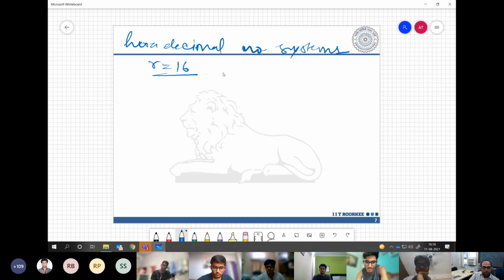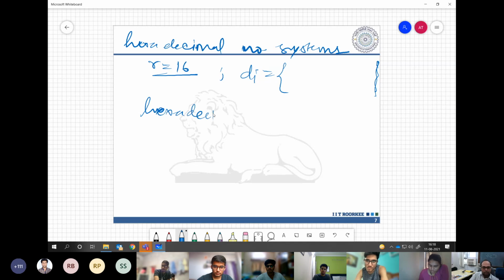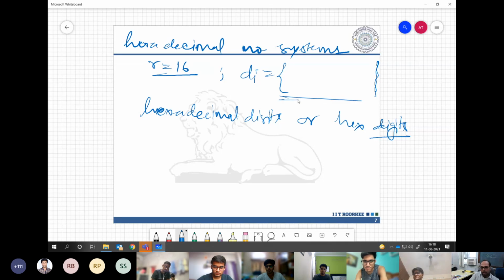So here r is equal to 16. Then what are the possibilities for the digits? Here we call them hexadecimal digits, or simply we can call them hex digits. Now, what are the possibilities? Can someone tell?